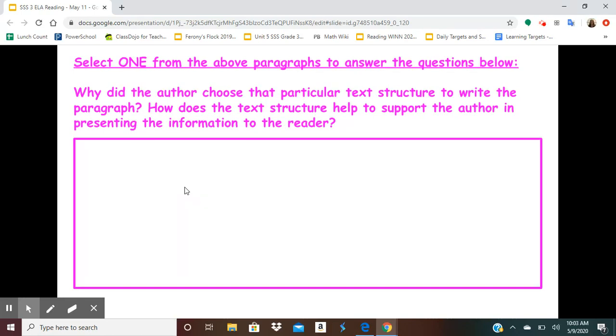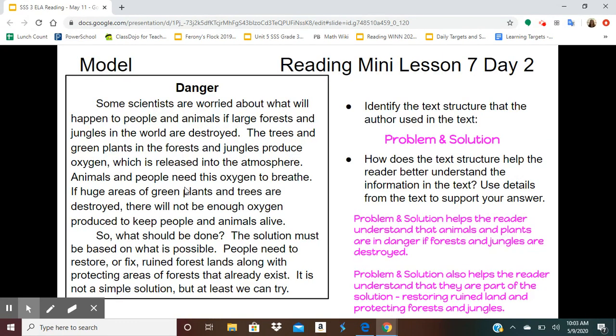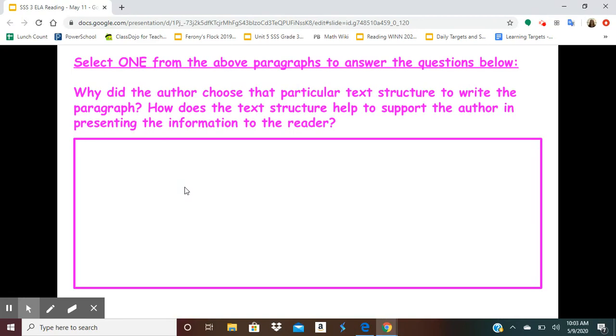For example, if we think back to the model, the problem was that jungles and forests were being destroyed, and the solution was that people can help. The author chose this structure to help readers understand how they can save forests and jungles. On your CFA today, we want you to do your best and show your exceptional effort. We really want to see what you've learned.